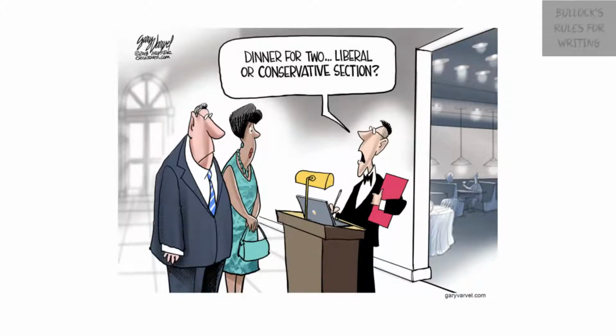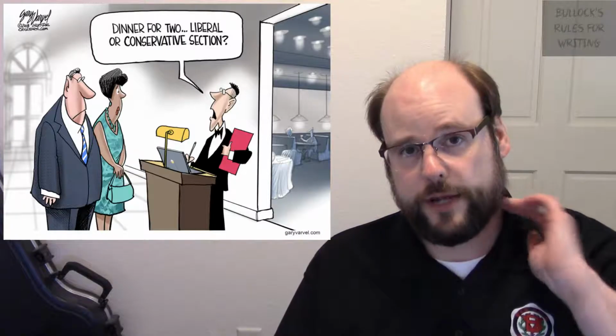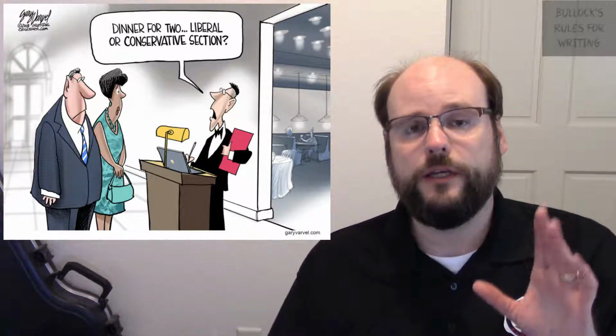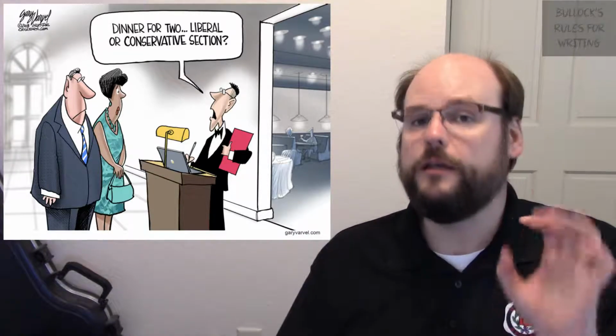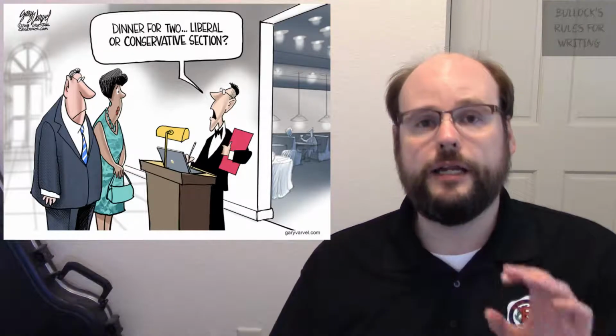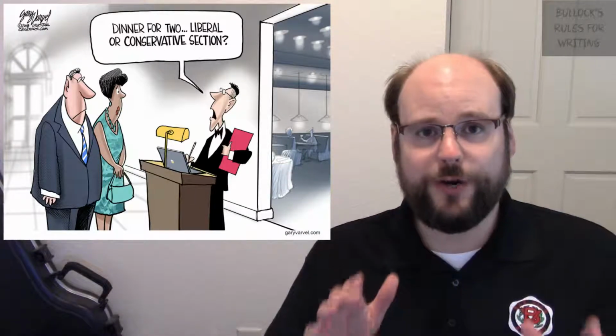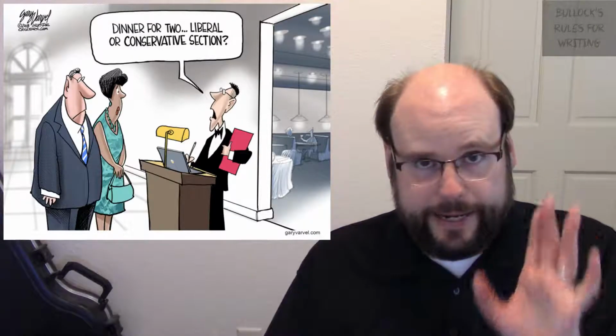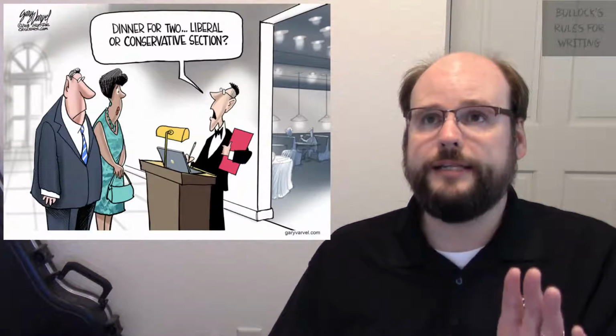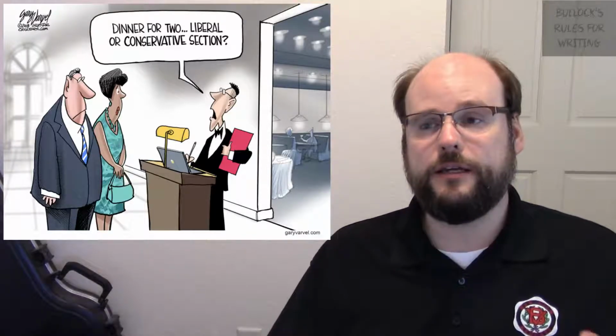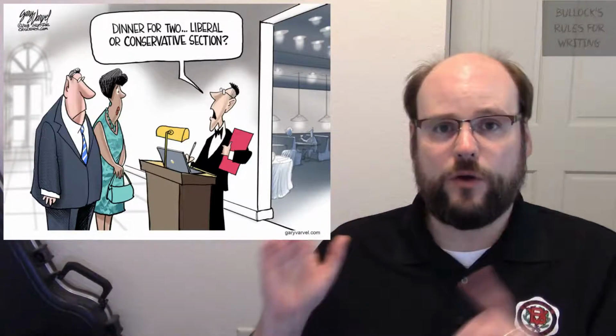Here's a 2018 cartoon from cartoonist Gary Varvel. It says, dinner for two, liberal or conservative section, as this couple has arrived to try to get a table at the restaurant. Now, I said that this would work even imperfectly. Earlier, I said you don't have to start with A. Analogy is often the hardest thing to identify. In addition, you might realize that not every cartoon has all 5 of these.